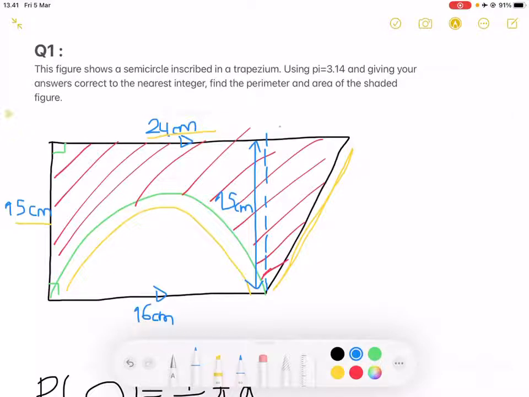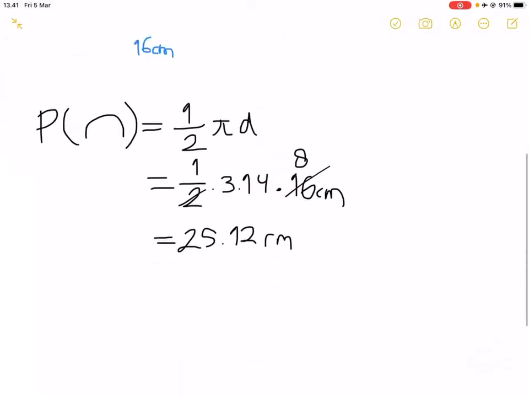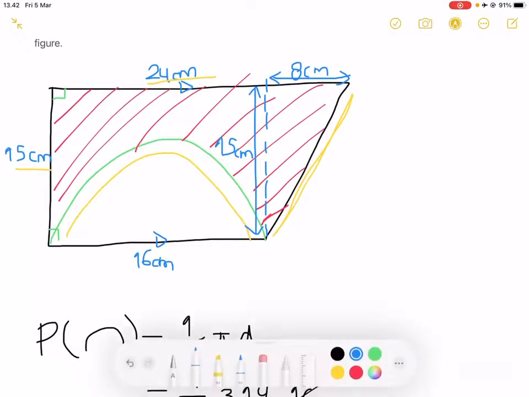And then next, we're going to find this length right here, which is pretty simple. It's just 24 centimeters minus 16 centimeters, which is 8 centimeters. And using the Pythagorean Theorem, let's suppose this length is x. So we have x squared equals the sum of the squares of the other two sides.